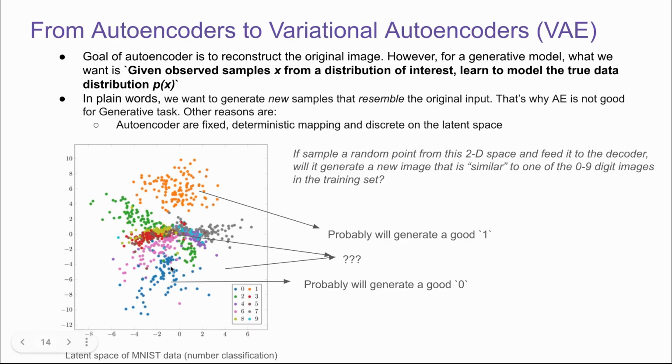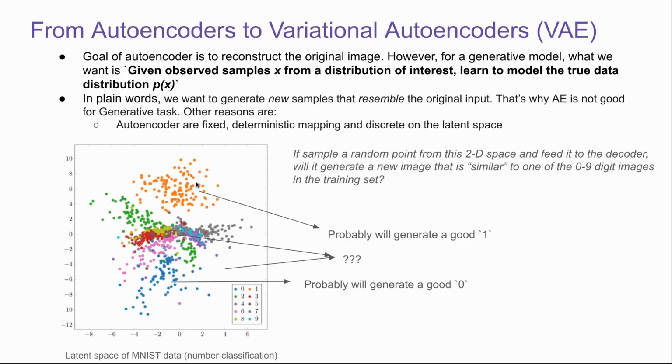And this is an example that I gave in the overview. Let's say this is a latent space of a number classification task, and each dot in this latent space represents an observed example mapped into the latent space. All the numbers here should be from 1, and all the numbers here should be from 0, and the middle part is very noisy. If we sample a random point from this 2D space and feed it to the decoder, it should be able to generate a new image that is similar to one of the 0 to 9 digits.